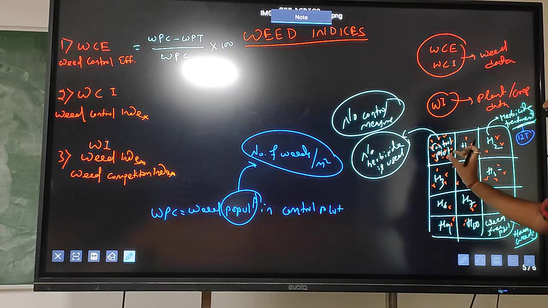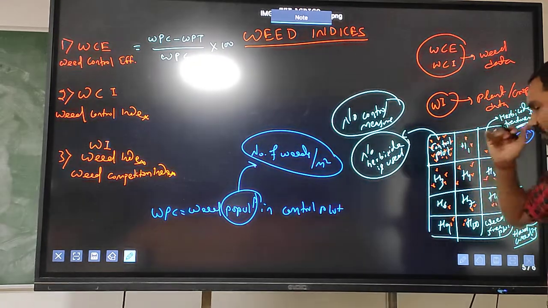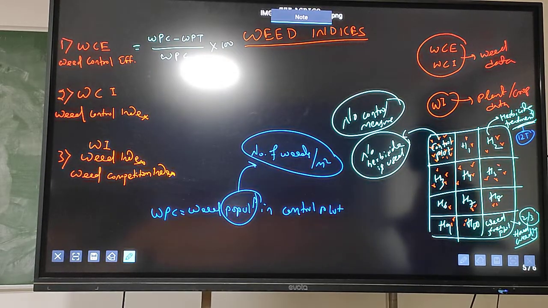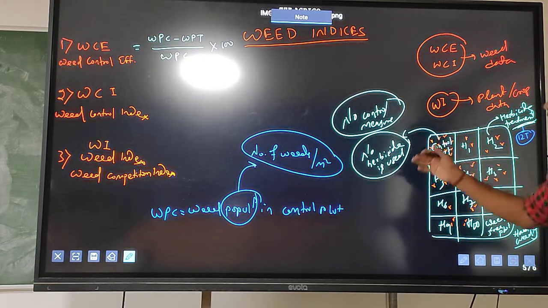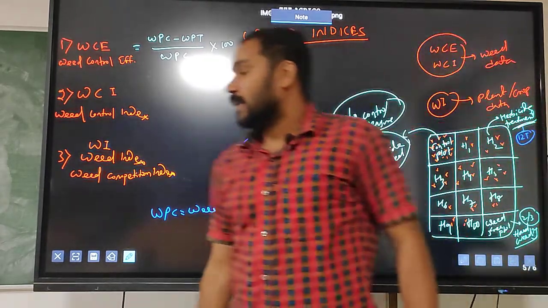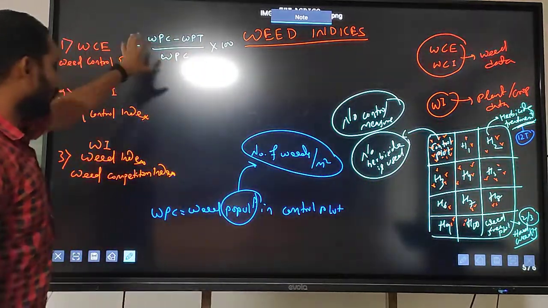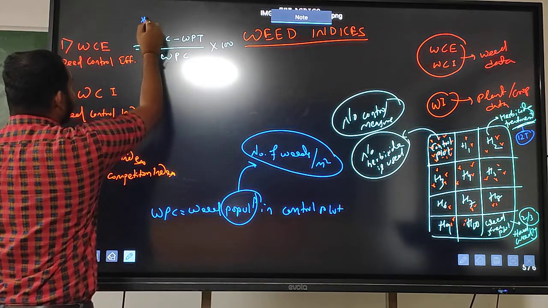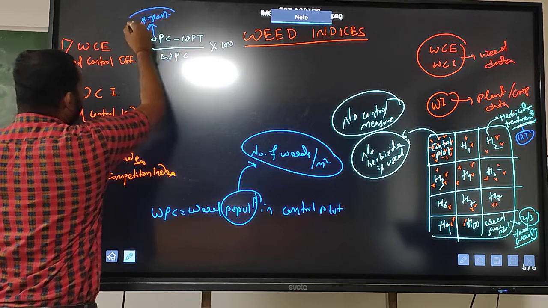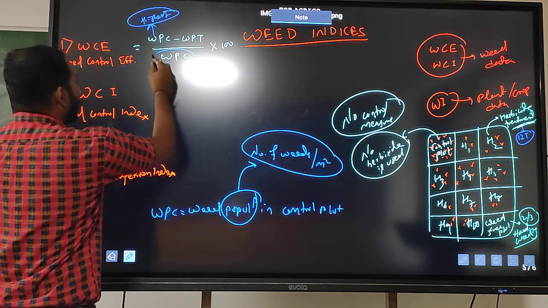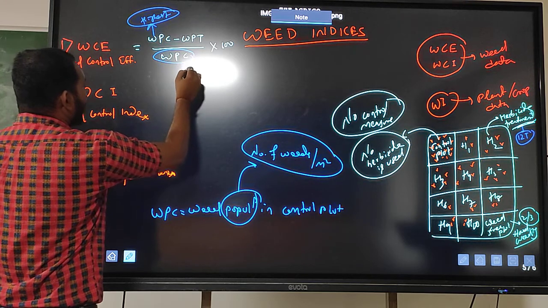So here the control plot means the weed population is very high, because there are no herbicide treatments. So the weed growth is more in the control plot as compared to the other plots. Always remember, the control plot will have the highest value. Yes or no? Out of the total treatments, this is the highest value. Okay, this is the weed population in control. This is also the highest value.